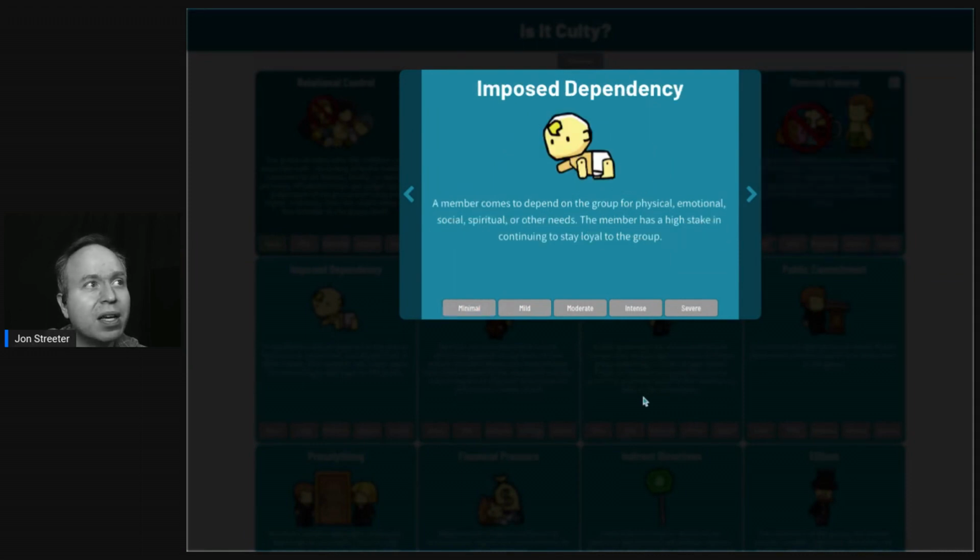Okay. Imposed dependency. A member comes to depend on the group for physical, emotional, social, spiritual, or other needs. The member has a high stake in continuing to stay loyal to the group.